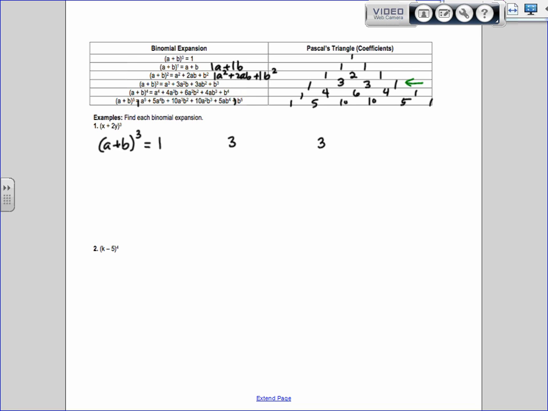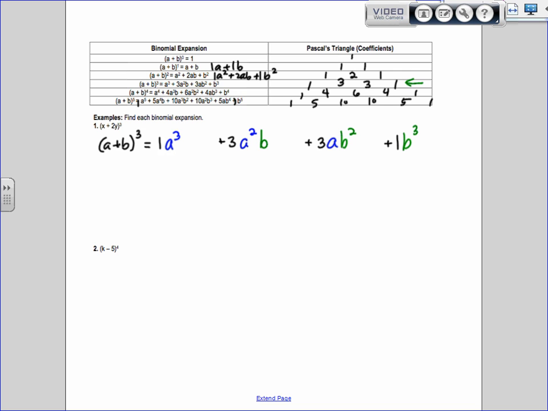I always give myself plenty of room. And then my a's start with a cubed, right? Because I started out with 3. And then I go down all the way. So I'm going to have a cubed, a squared, a to the first, and then no a's. And then my b's are going to go up. So I'm going to have no b's, b to the first, b squared, and b cubed. One way you can check is all of your exponents are adding up to be 3 for each term, right?